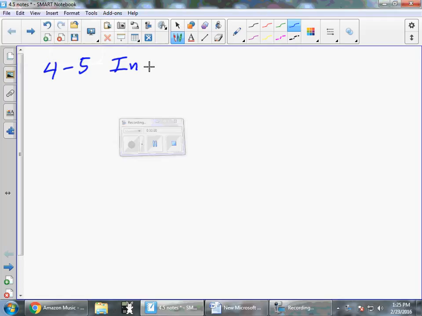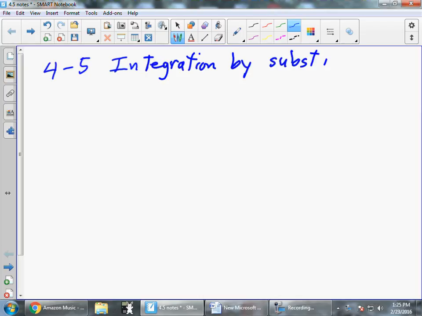This one. And this is a major topic, integration by substitution. As you all know, integrating is a little bit tougher than differentiating.